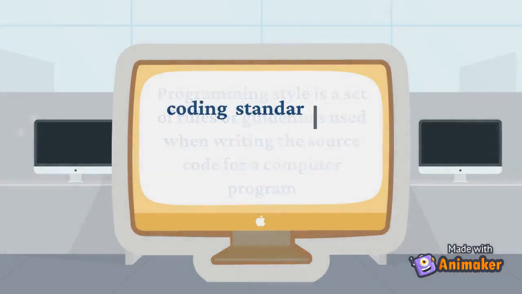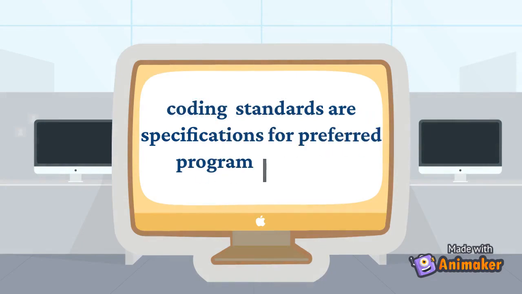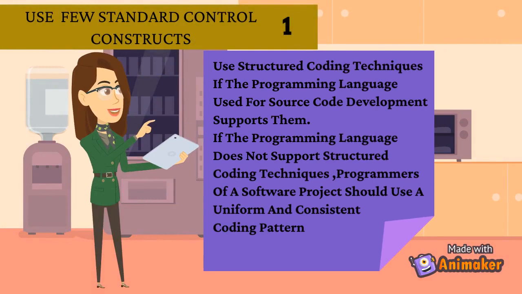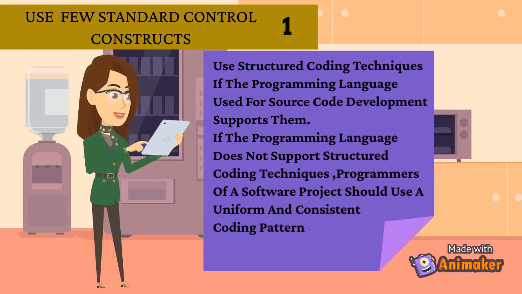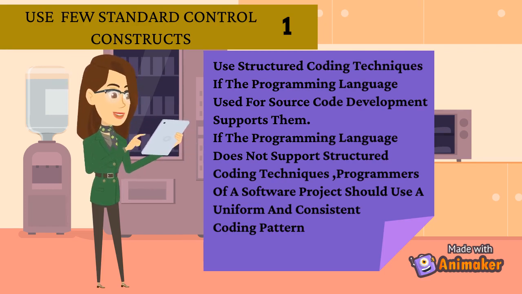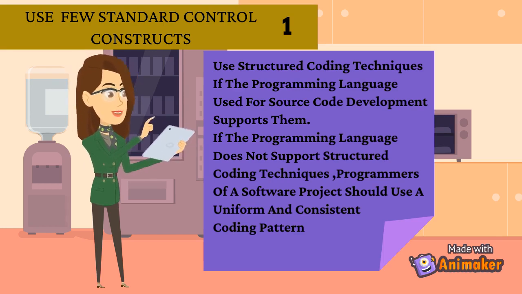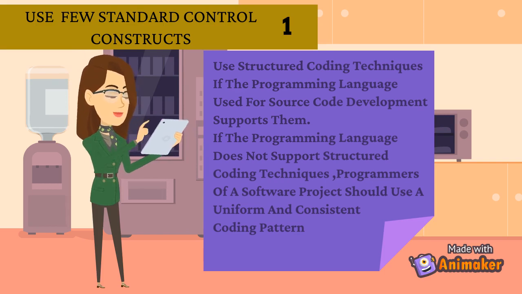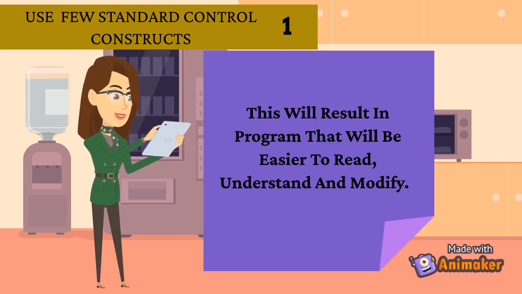Coding standards are specifications for preferred programming style. First, use few standard control constructs. Use structured coding techniques if the programming language used for source code development supports them. If the programming language does not support structured coding techniques, programmers of a software project should use a uniform and consistent coding pattern. This will result in programs that will be easier to read, understand and modify.